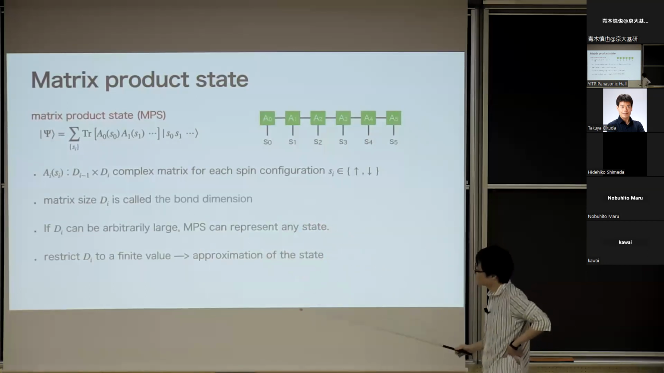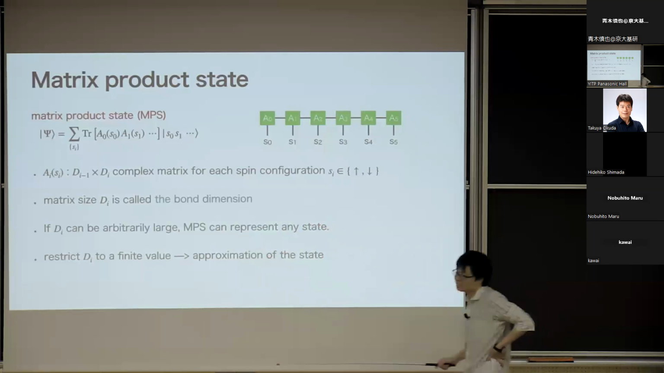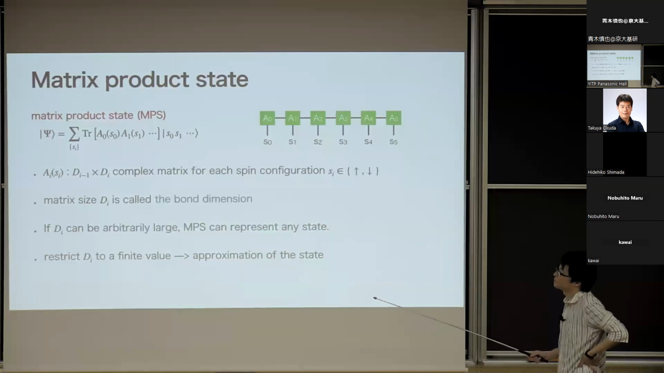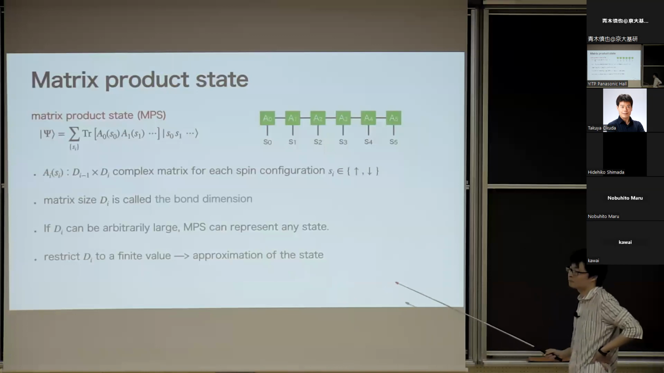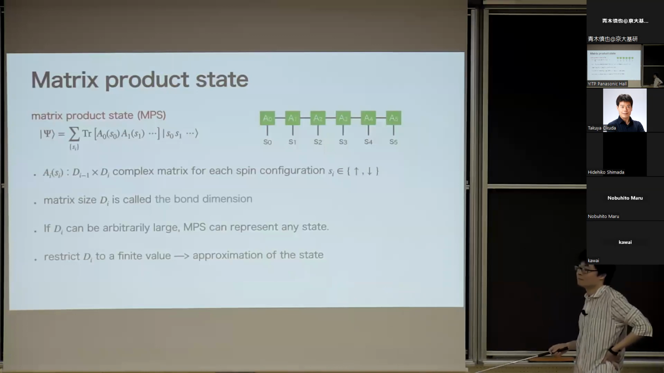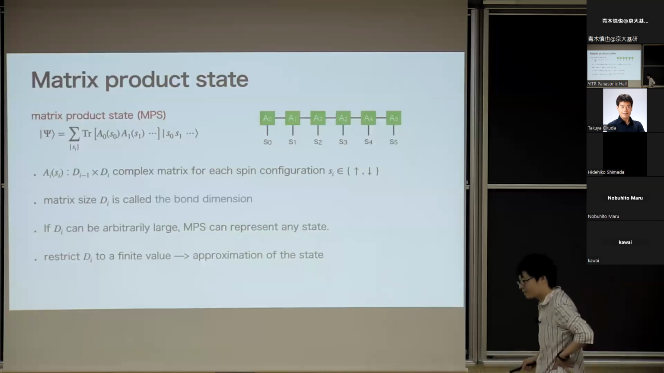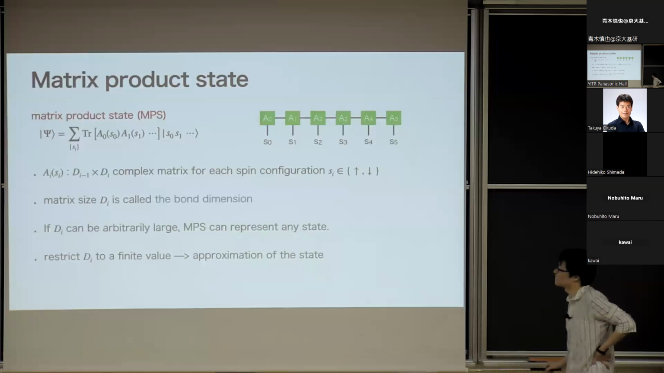But in practice, excuse me, is it true? I know that matrix product states can represent short-range entangled states, but I don't know how much ability MPS has to represent more long-range entangled states.